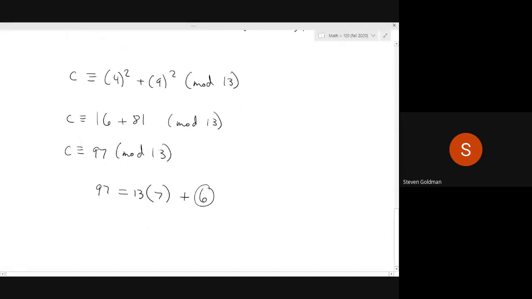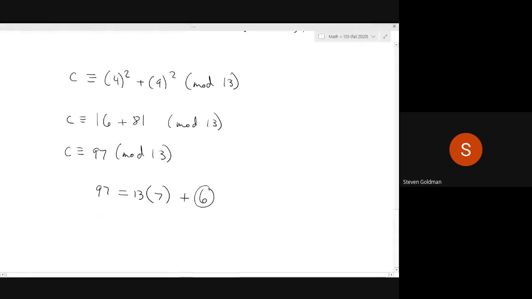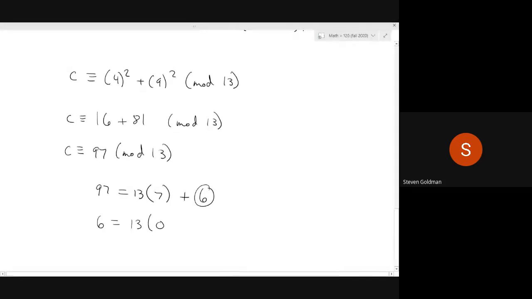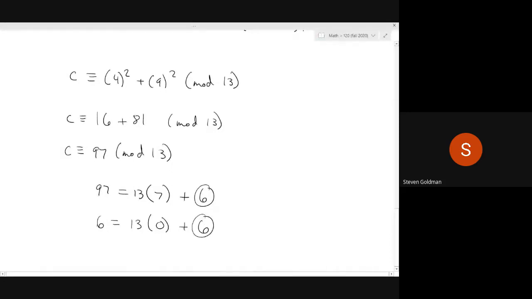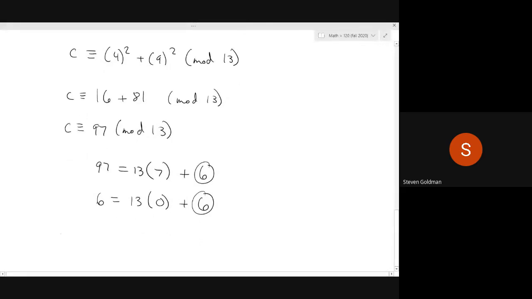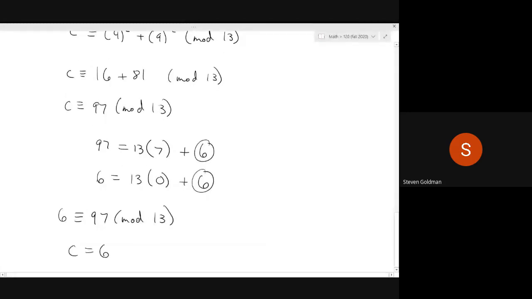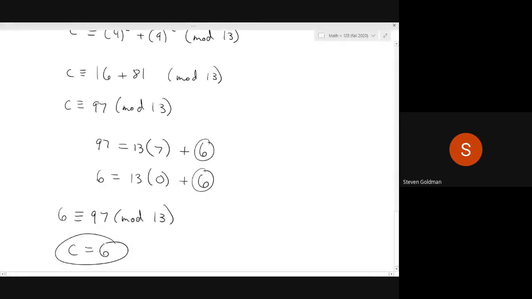By the way, if I divide 6 by 13, how many times does 13 go into 6? 0 times plus a remainder of 6. So 97 and 6 have the same remainder when divided by 13, so they're congruent to each other. So 6 is congruent to 97 mod 13. So let C equal 6. That's a number between 0 and 12 that's congruent to 97 mod 13, so it fits the bill. That's what we're looking for.